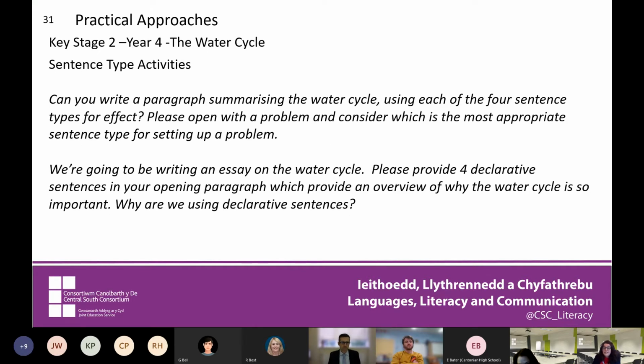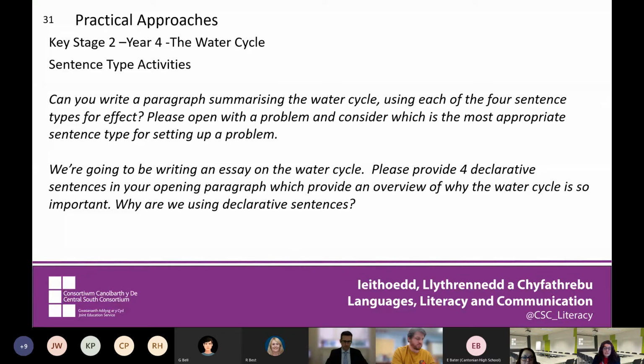There are even more sentence type activities, because once they grasp this, you can ask them to include the four sentence types in their own writing. For example, can you write a paragraph summarising the water cycle using each of the four sentence types for effect? Please open with a problem and consider which is the most appropriate sentence type for setting up that problem.